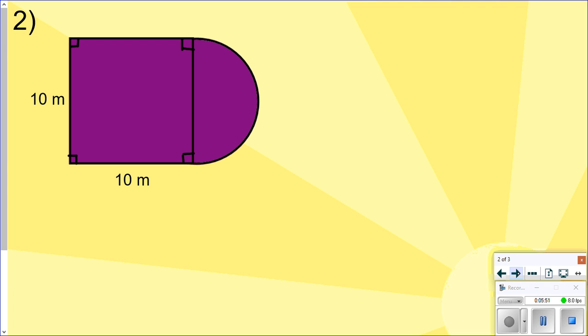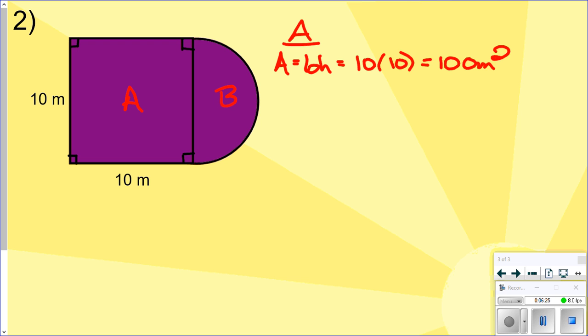I got one more for you. This is a square, right? That's easy. And then this is a semicircle. A semicircle is half of a circle, so you have a circle that's been cut in half. Let's look at A. The formula for the area of a square is just base times height. So the square is 10 times 10, which is 100 square meters.